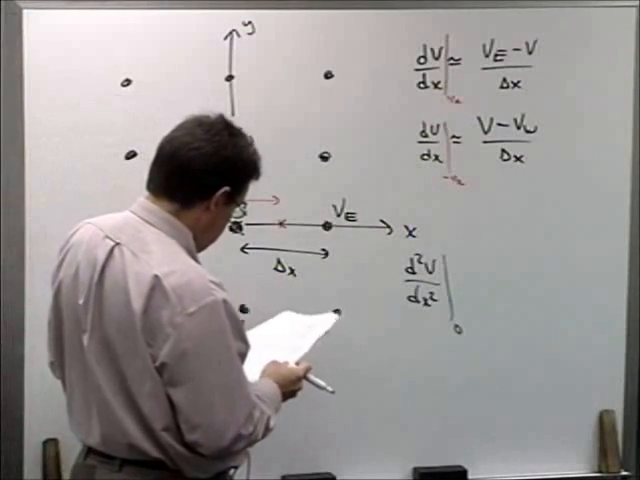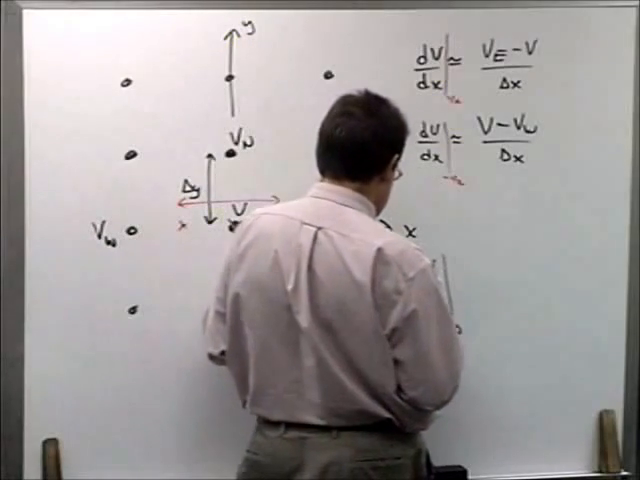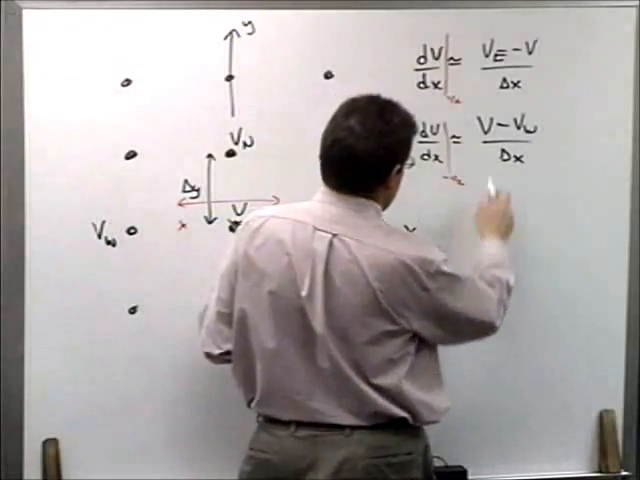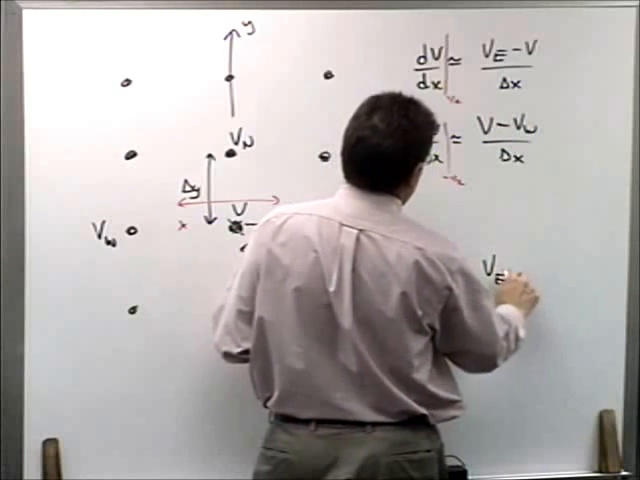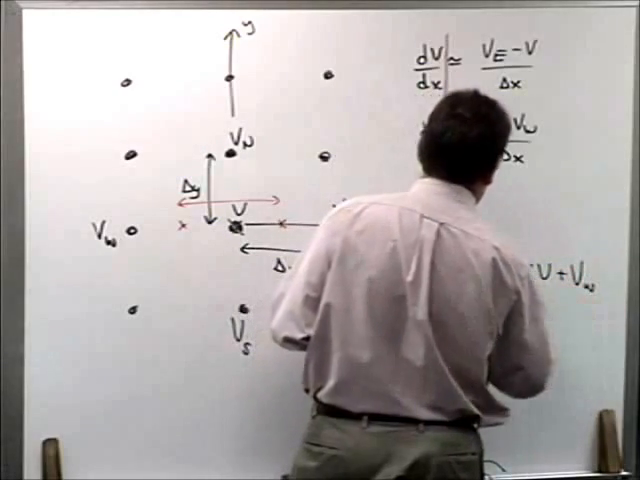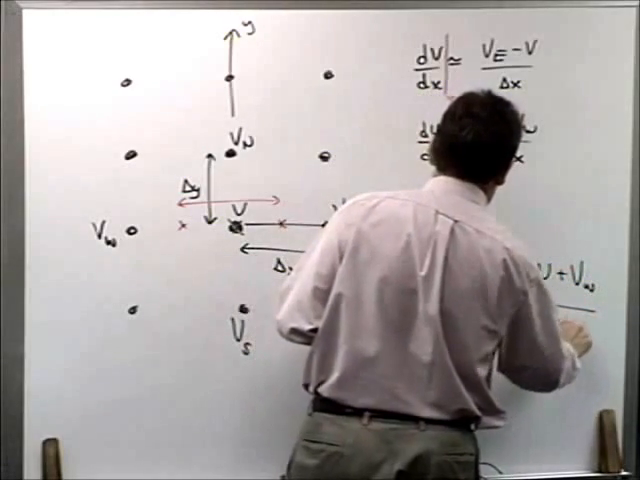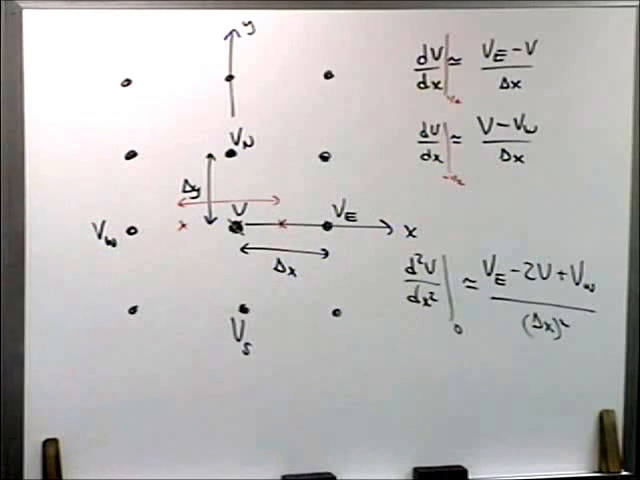So that then gives us a second order derivative, which is going to be ve minus 2v plus vw over delta x squared. Okay.